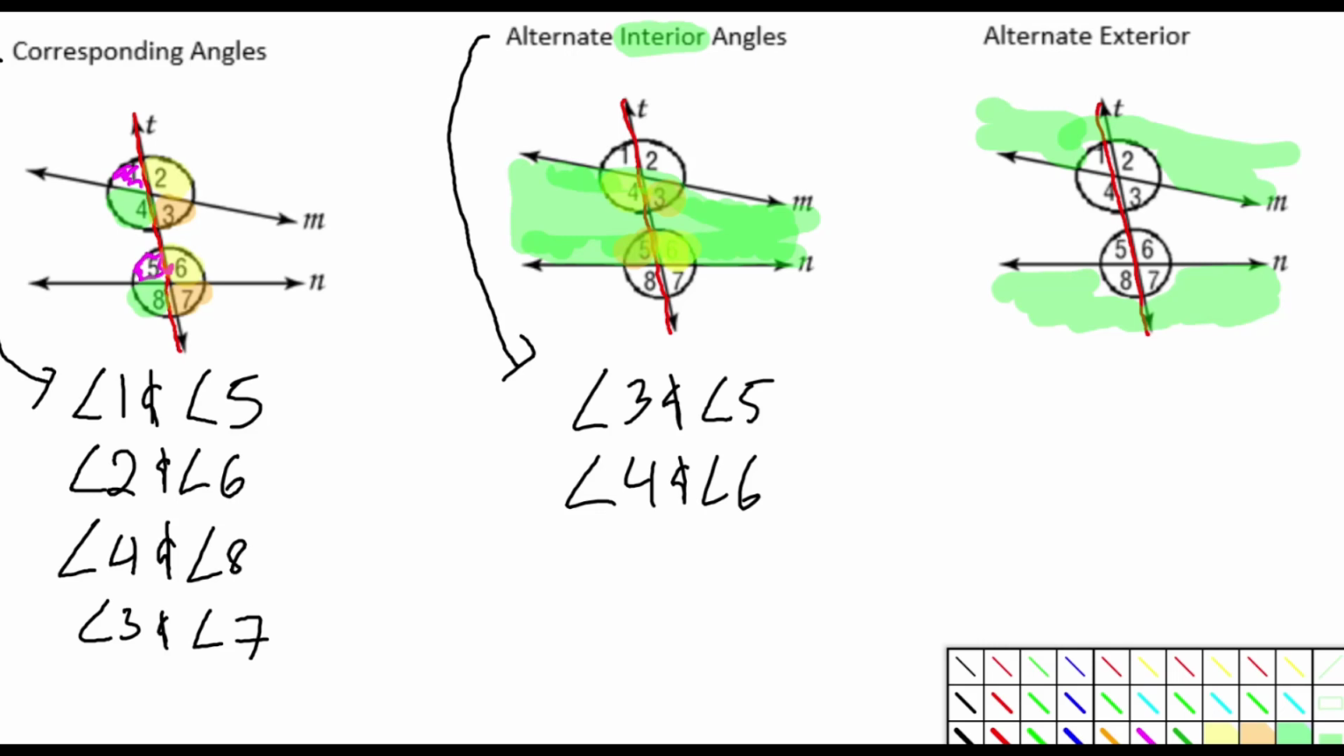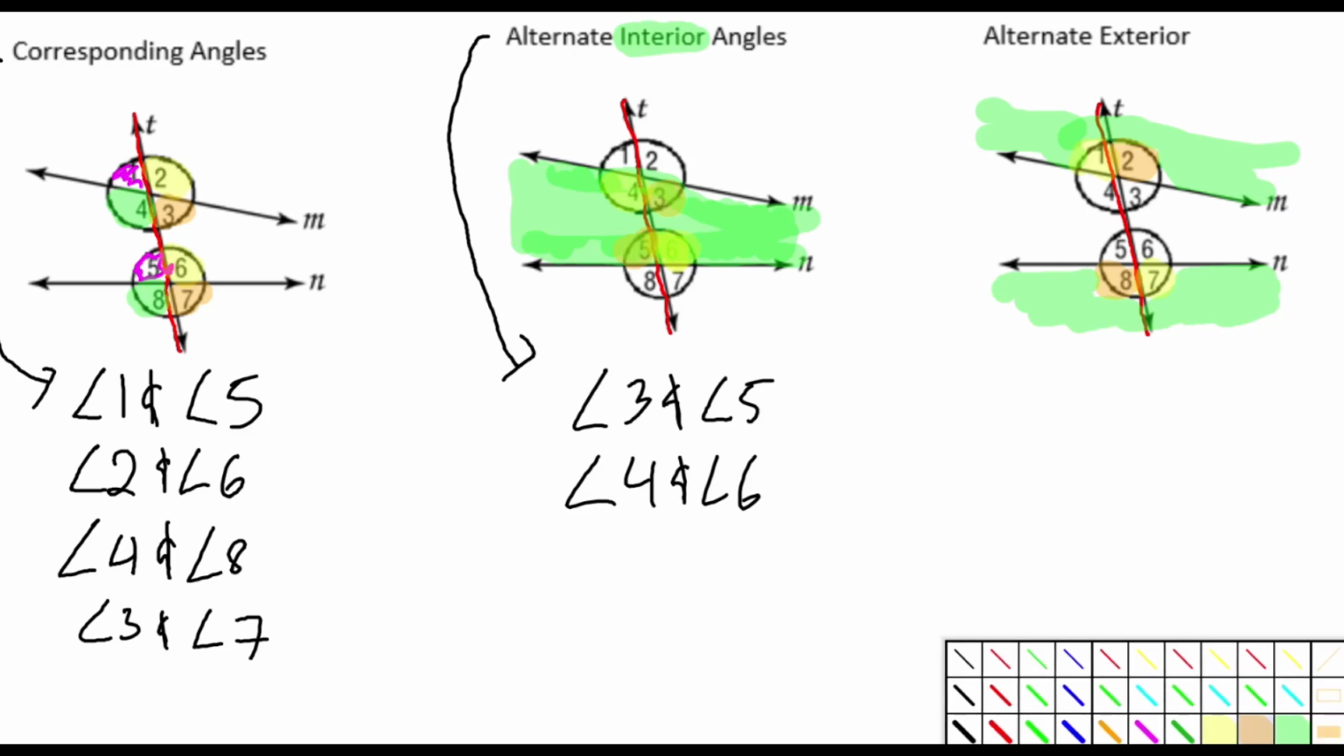And then we need alternating exteriors. So it means we need to switch sides. So if we say angle 1, then we need to switch sides on the other one and go with angle 7. You see how we're still outside, but we're switching sides of the transversal? That's what we're looking for. So on this next problem, we're going to go with angle 2 and angle 8. So these are called alternate exteriors. And you see their locations? They're outside the middle. They're not in the middle, they're on the outside of the lines.